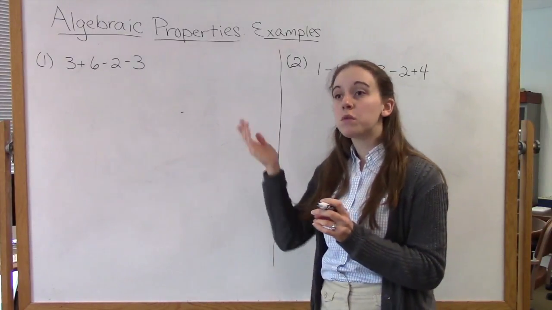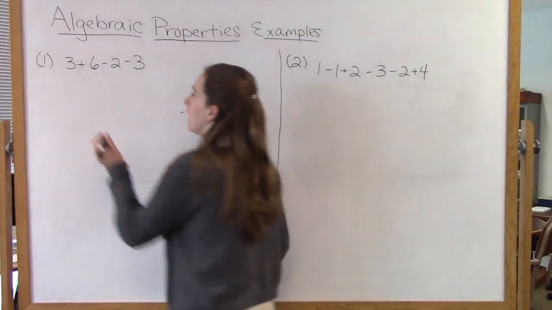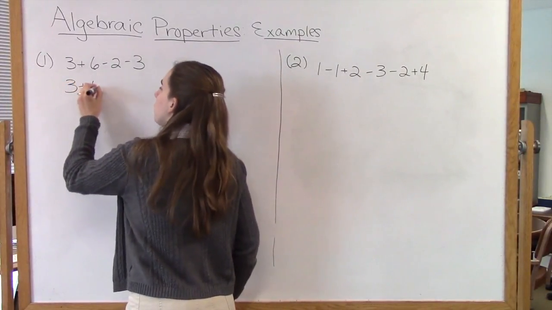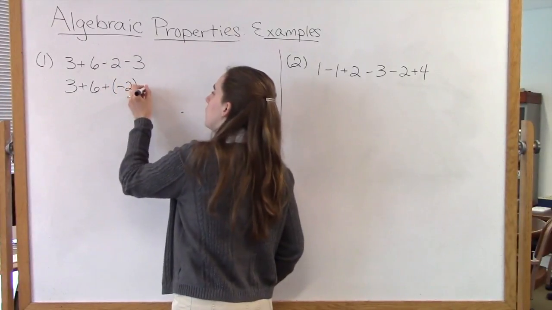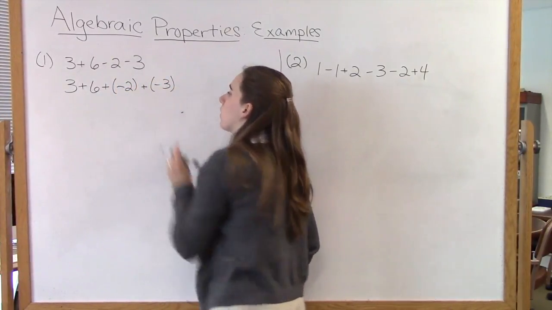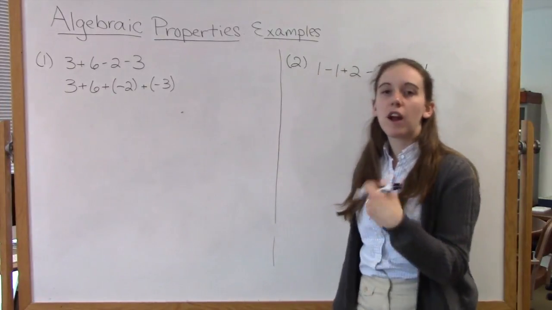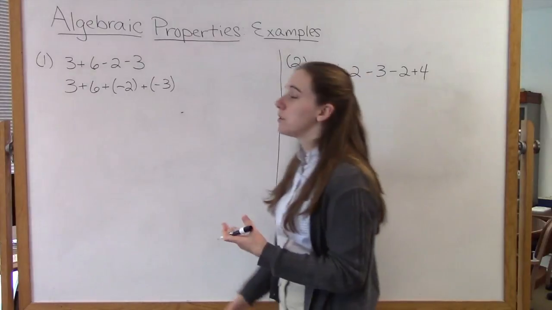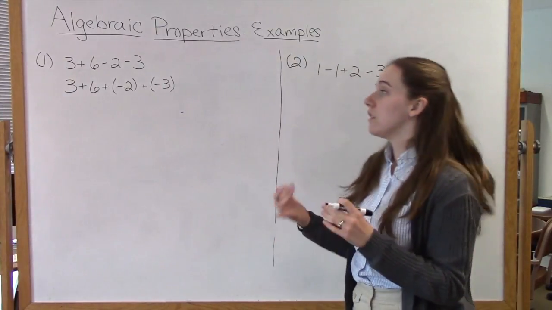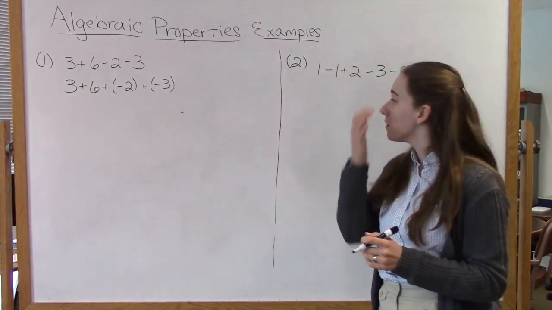So what we're going to do is use our little handy trick here, and rather than writing minus 2, I'm going to take plus negative 2 and plus negative 3. So I've changed my subtraction to adding the additive inverse. And I'm able to now do whatever I want using the associative and commutative properties.